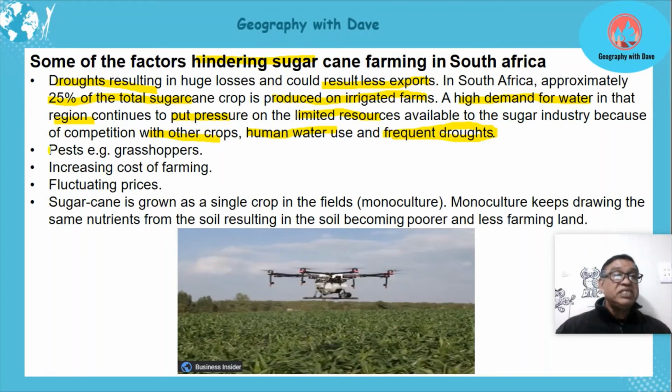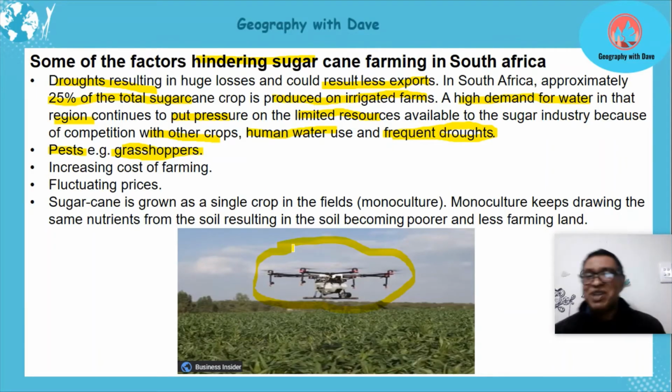Okay, pests, like your grasshoppers, create havoc on these sugarcane farms. And that is why they're actually using drones now, learners, to spray the crops so it can keep away the insects. Quite interesting. Of course, the increased cost of farming, which is another thing that all three have in common. Fluctuating prices make it a problem. Up, down all the time. How much to invest in it? And you invest a lot, suddenly the price goes down. Problem again here.